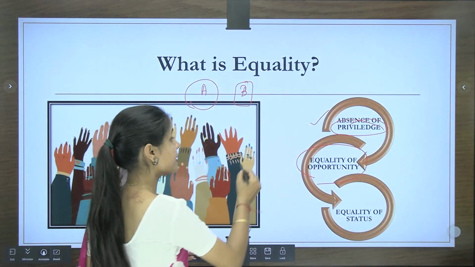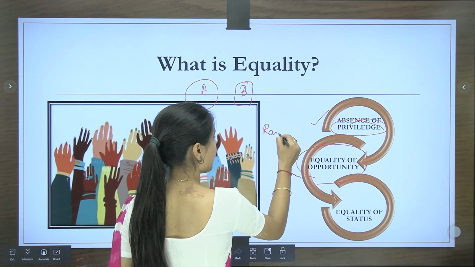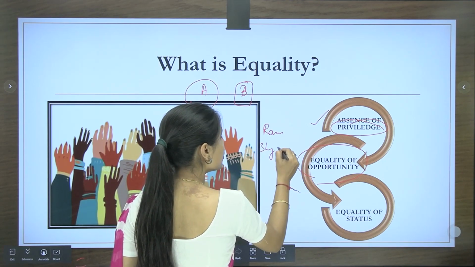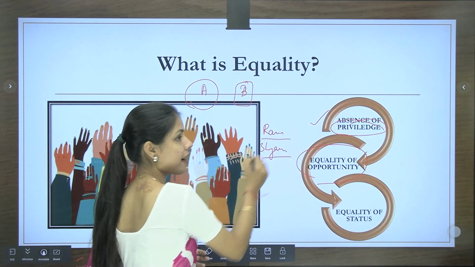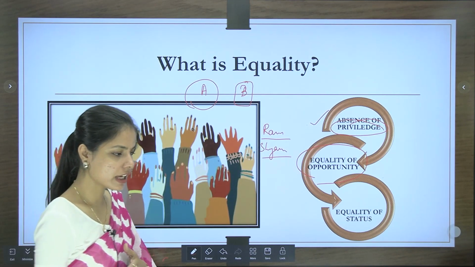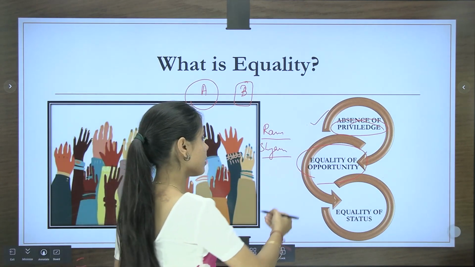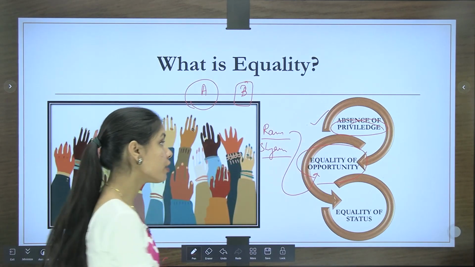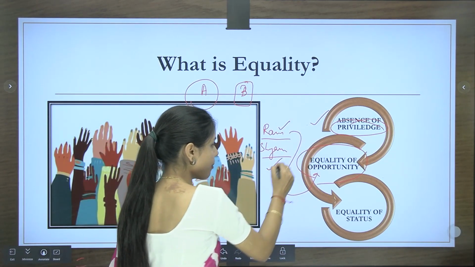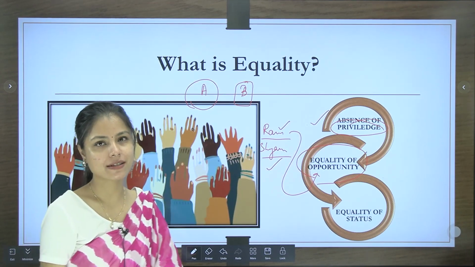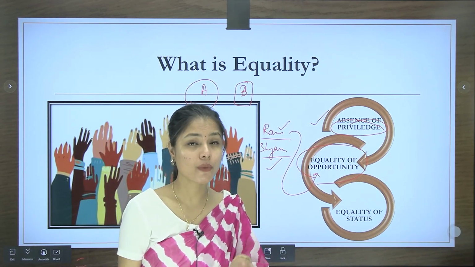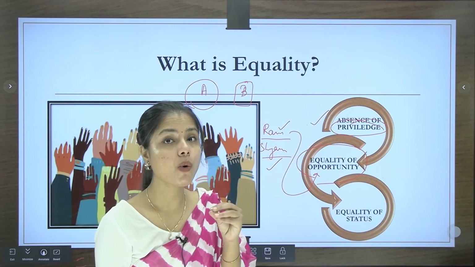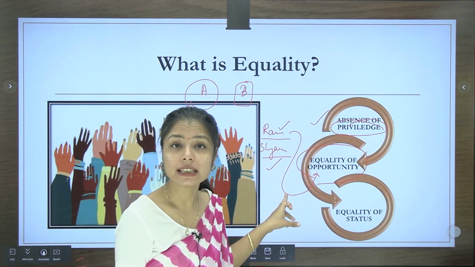So again, let's say there is one person Ram and there is another person Sham. Do both of them, let's say, have the same set of talents? They are very bright, but do they have the same opportunity to progress in life? Did Ram get the same education as Sham? Was he able to fight for competitive exams? Or was there this inequality in terms of the opportunity that he got?